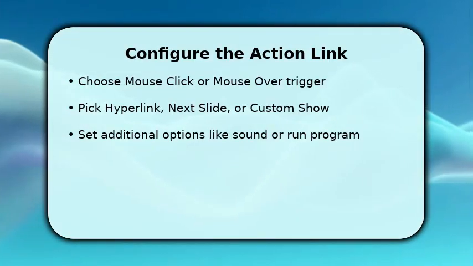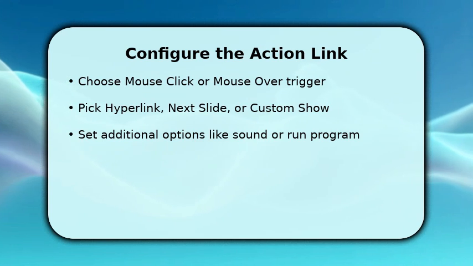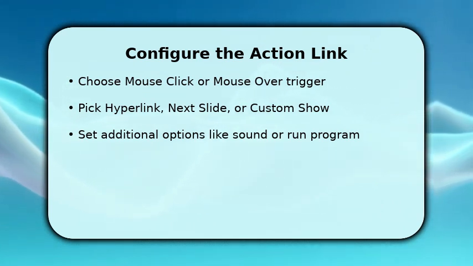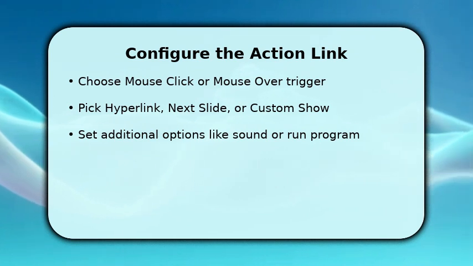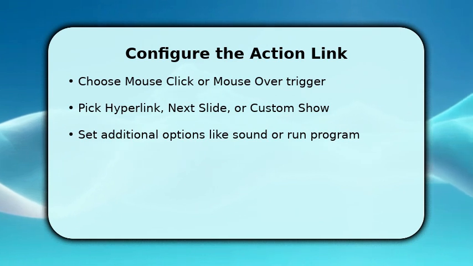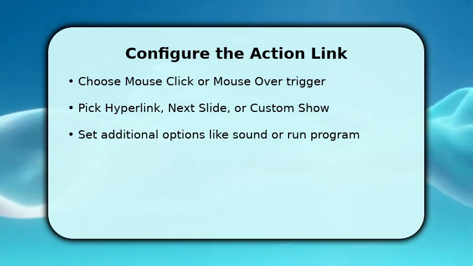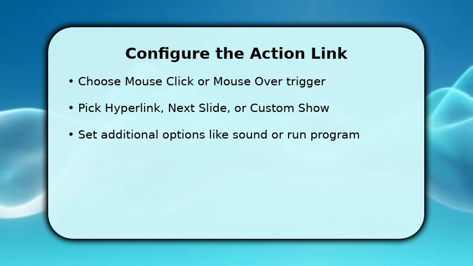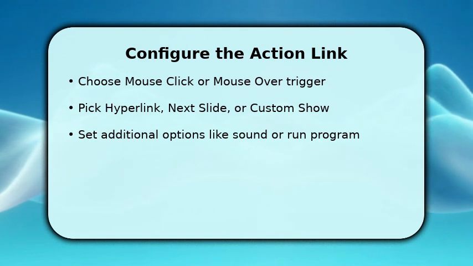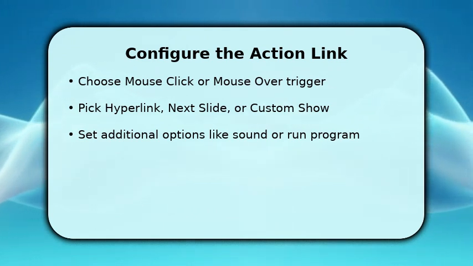Now configure what happens when someone clicks or hovers. In Action Settings, pick Mouse Click or Mouse Over, then choose Hyperlink to another slide, Next Slide, Custom Show, URL, or Run Program. Once done, use the drop-down to select the exact slide or enter the web address. Make sure the target exists. You can also add a sound or highlight. This level of control defines user flow, so test the target selection and trigger type before saving changes.